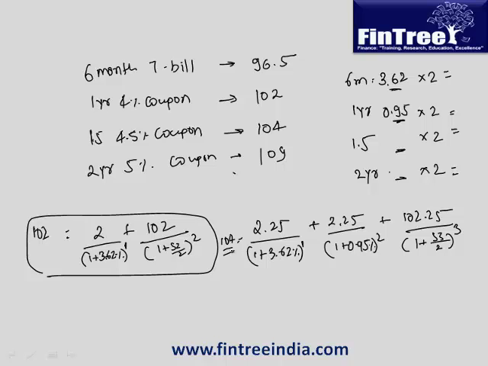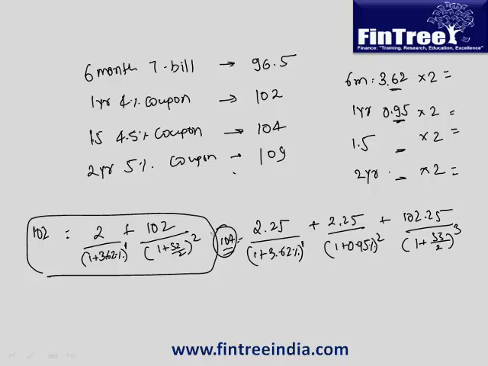2.25 divided by 1.0362 equal to 2.17, STO1. 2.25 divided by 1.0095 x square equal to how much? 2.20, STO2. 104 minus RCL1 minus RCL2 equal to how much?